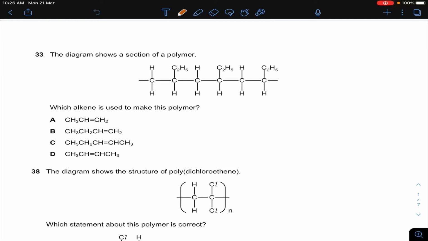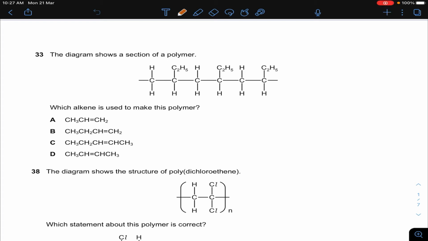Assalamu alaikum. In the last lecture we discussed addition polymers, how to make them, and how to find the structure of a monomer from the polymeric chain. I hope everything is clear now. Next we are going to discuss a few questions from P1 and P2 on addition polymers, and then we'll start condensation polymerization.